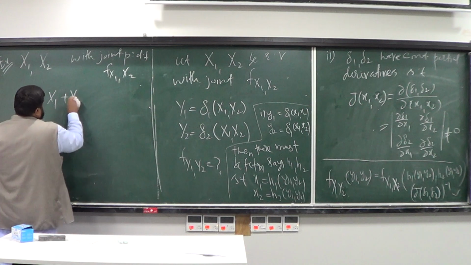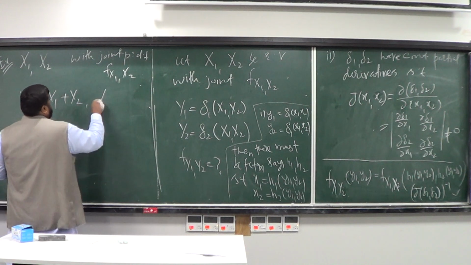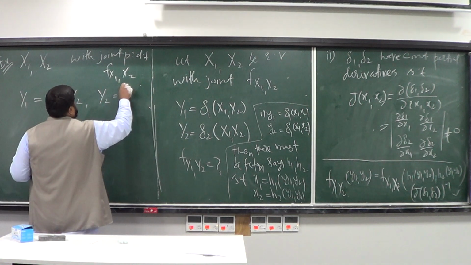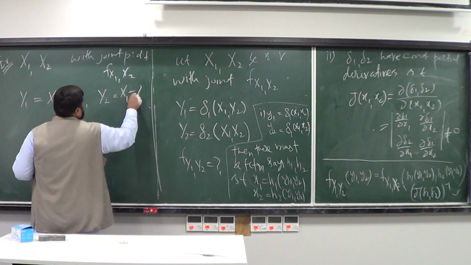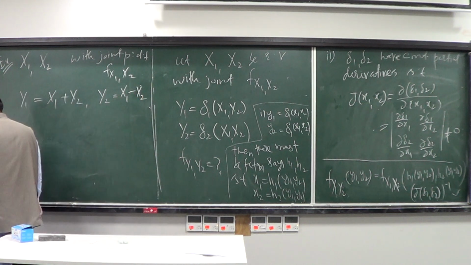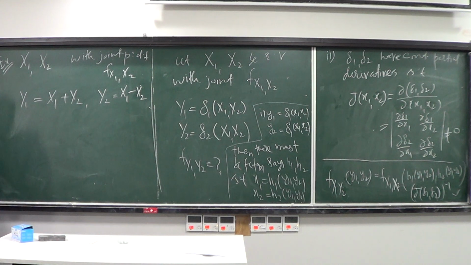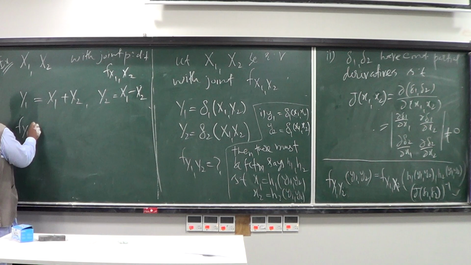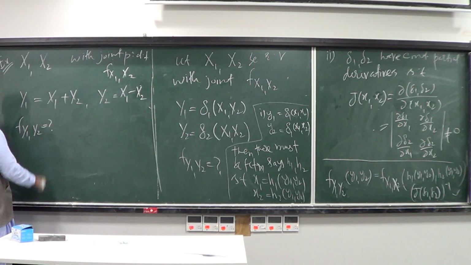x1 plus x2, okay, and y2 is x1 minus x2 actually. Okay, x1 minus x2. The question is, what is the joint CDF of y1 and y2? Okay, so here's the solution.